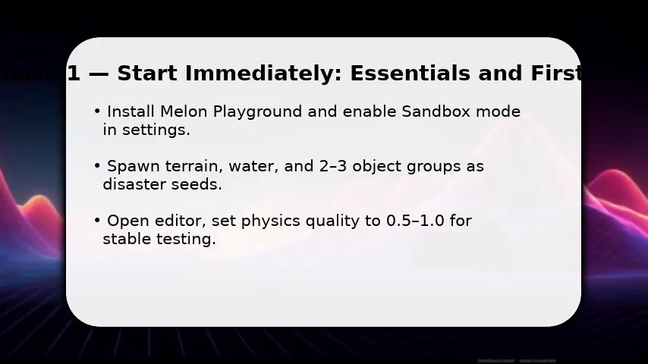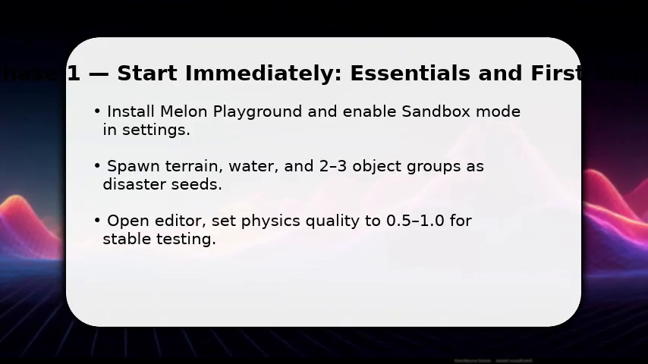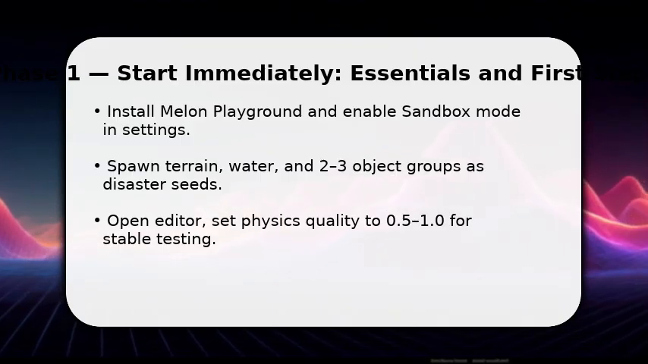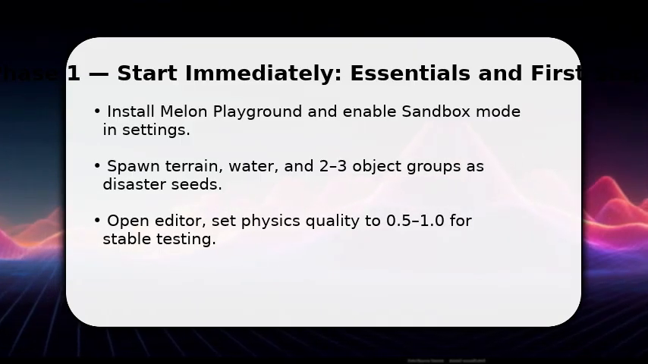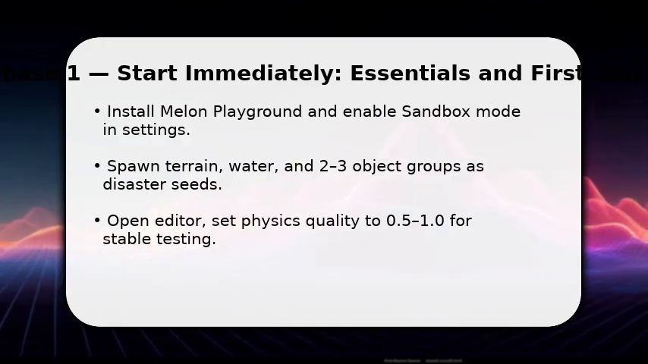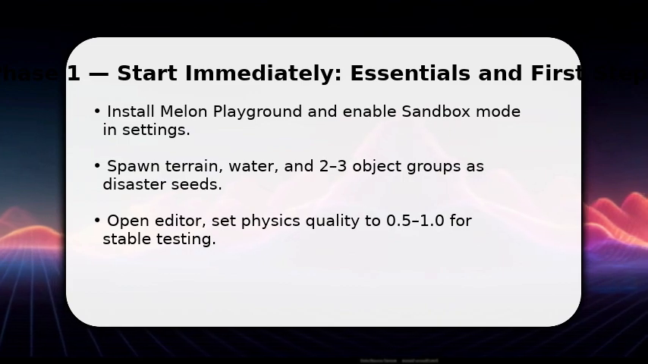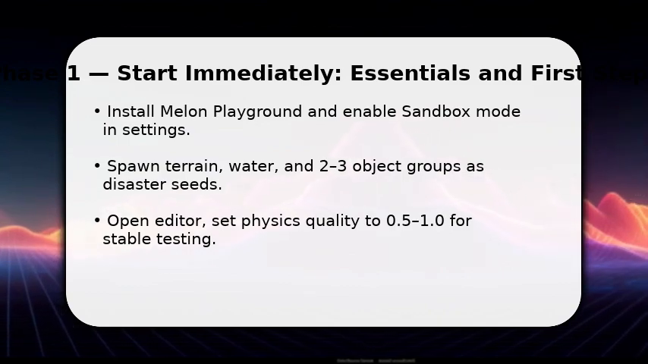5.1.0 to balance realism versus performance. This prevents immediate instability. Now select the assets you'll manipulate and place them near one another. This proximity is why events will cascade quickly when triggered.